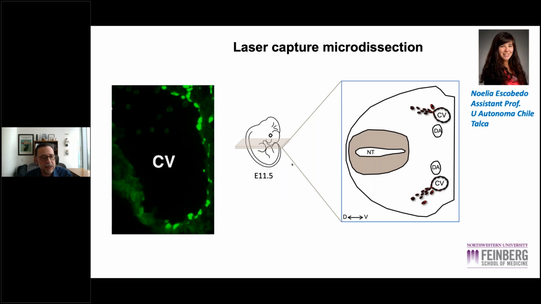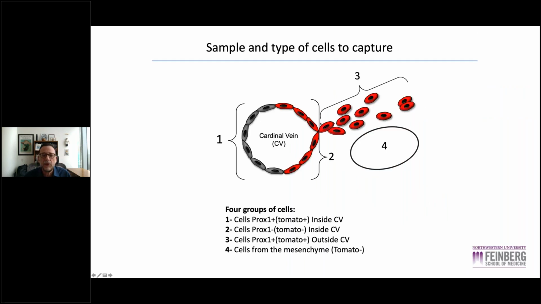So to try to address the issue about why PROX1 is on one side, or whether there are differences in the cardinal vein, Noelia Escobedo in my lab years ago, and this is unpublished data, because we couldn't sort cells to really define positive versus negative sides, so it was not enough. So she did the painstaking task of laser capture microdissection using the PROX1 tomato line. And basically what she captured were these populations: the PROX1 negative side, the PROX1 positive side, progenitors, and the budding cells outside of the vein.